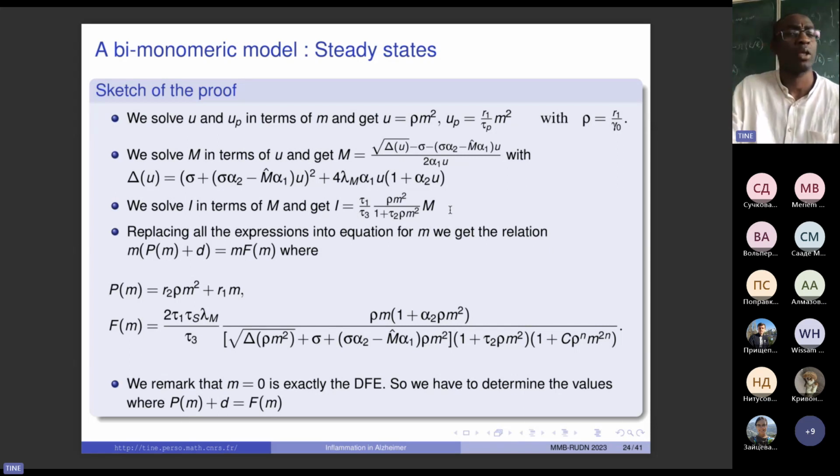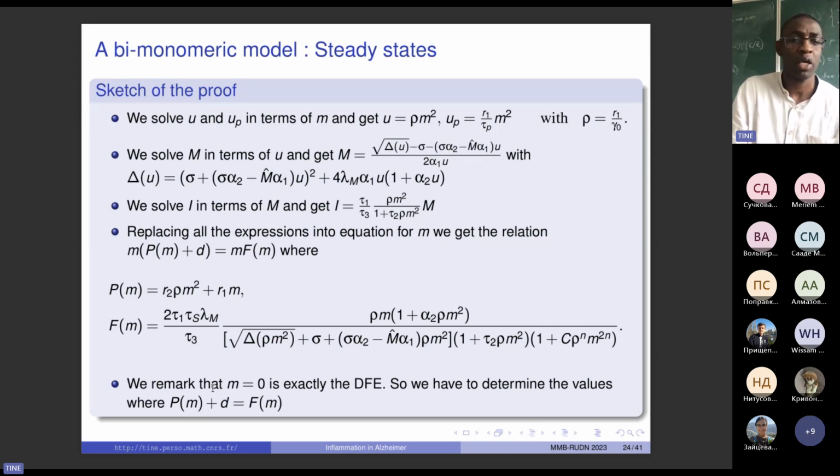So we have a relation depending on P and D, like M multiplied by P(M) plus D is equal to M multiplied by a function F depending on M, where P(M) is just this, a polynomial of second degree in M, and here capital F(M) is this expression. So all the work is now how to solve this equation. Of course, if M is not vanishing, we can say that P(M) plus D is equal to F(M).